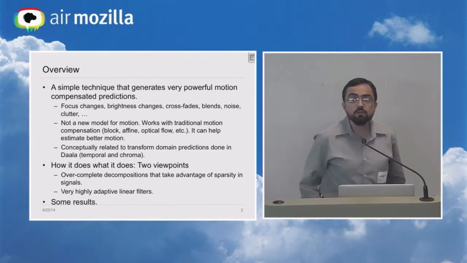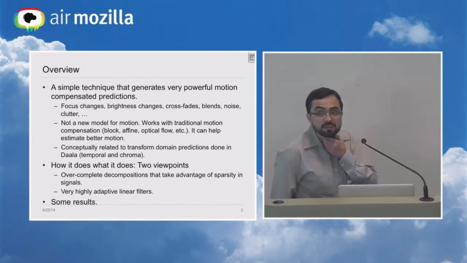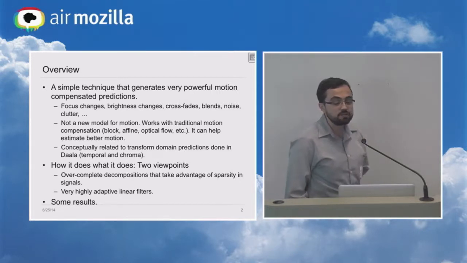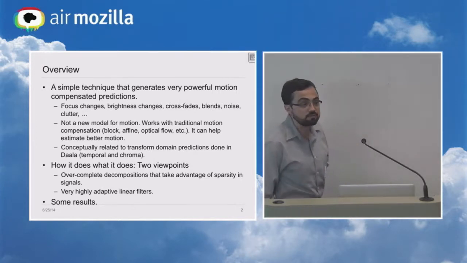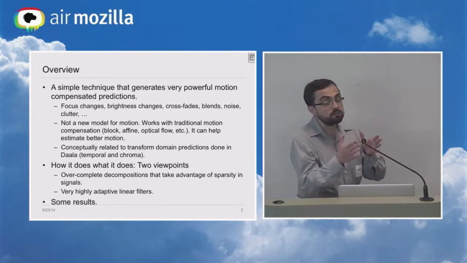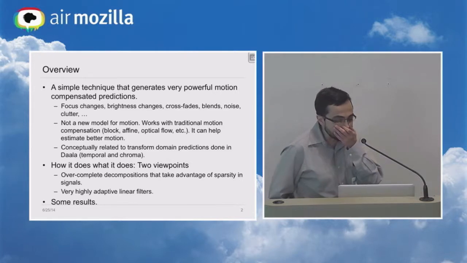All right, so here's an overview of the talk. I'll describe a technique that generates some really interesting motion-compensated predictions for video. The technique is useful in video compression, and also whenever you want to predict one picture using another picture. I'll show some other applications as well.